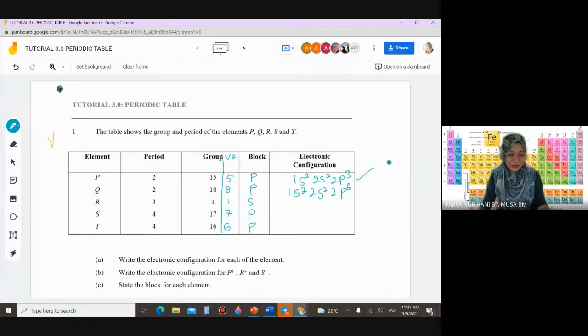Okay. Adik jawapan dia 1s2, 2s2, 2p6. Betul. Yes. The valence electron is 8. 2s2, 2p6. So dia dekat blok P. So dia sampai 1s2, 2s2, 2p6 sahaja. Correct. Very good.